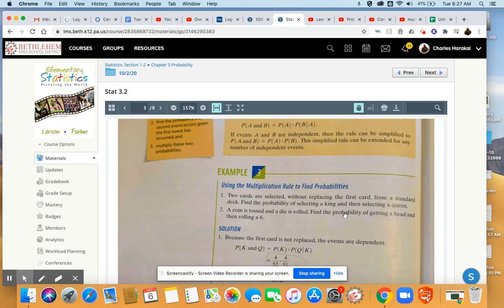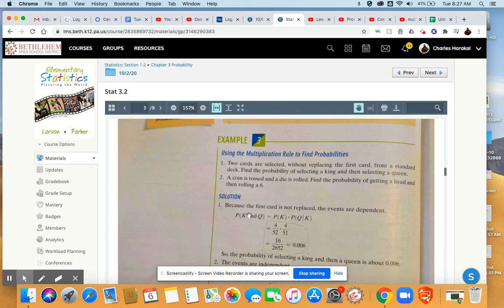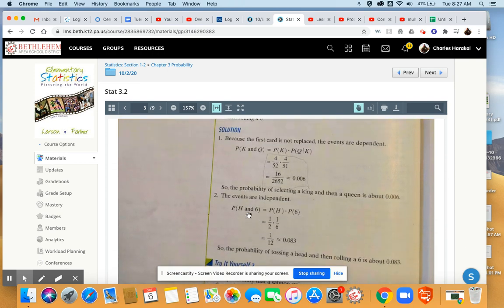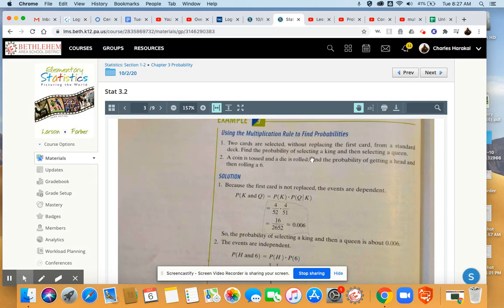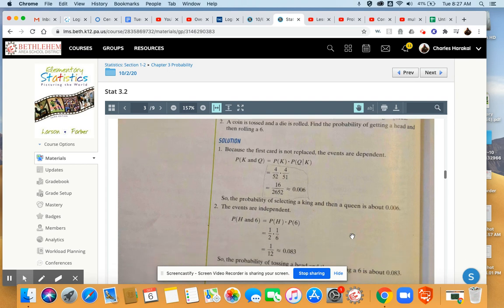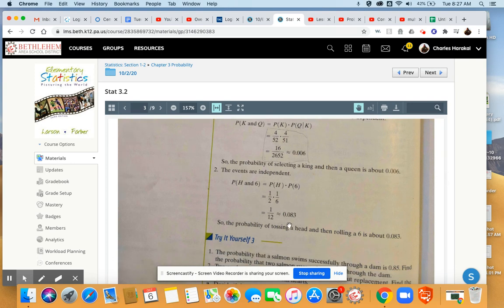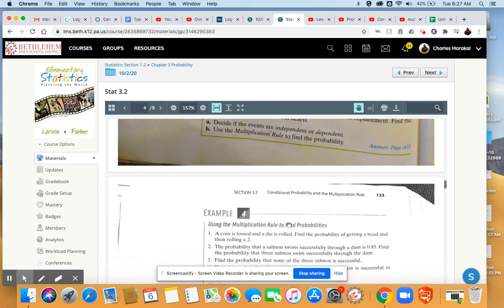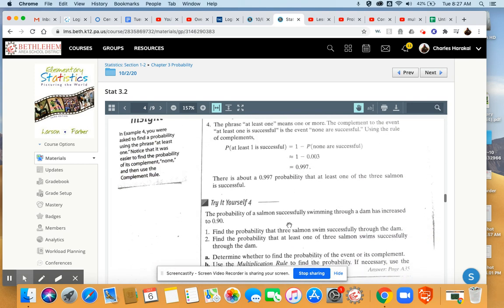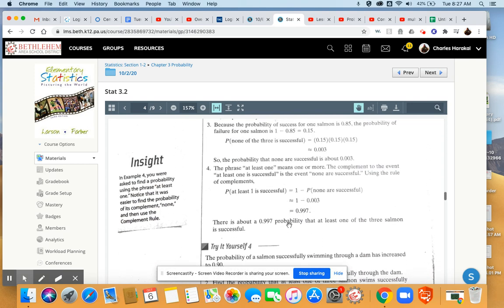A coin is tossed and a die is rolled. So these are events that are independent of each other. The coin toss is not going to affect the die roll. So what does it ask for here? Heads and then rolling a 6. Probability of heads on a coin flip is 1/2. Probability of a 6 on a die roll is 1/6. If we multiply those together, we get 1/12. So, pretty straightforward stuff, the multiplication rule. I don't think there are any really complicated questions in here.